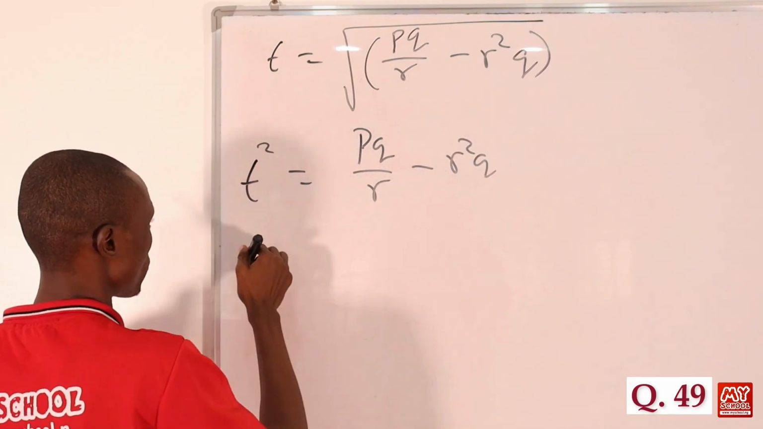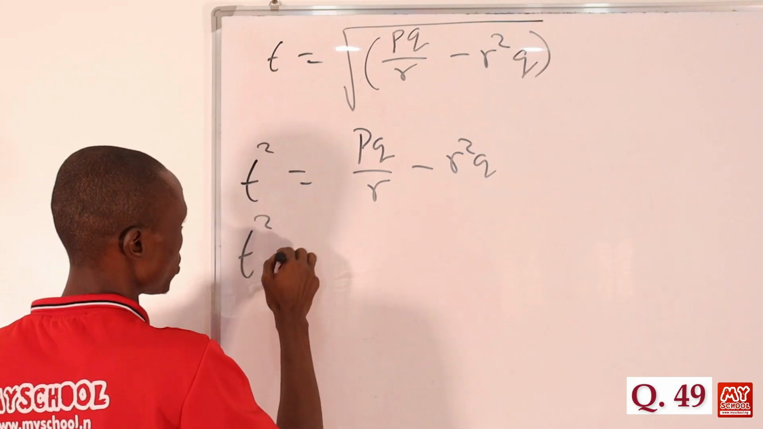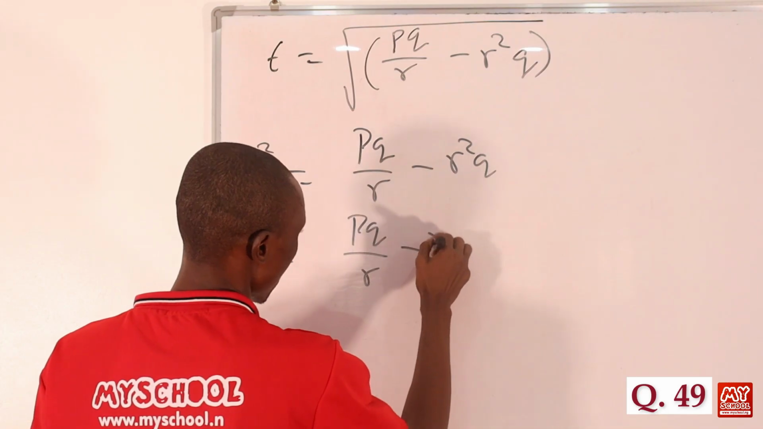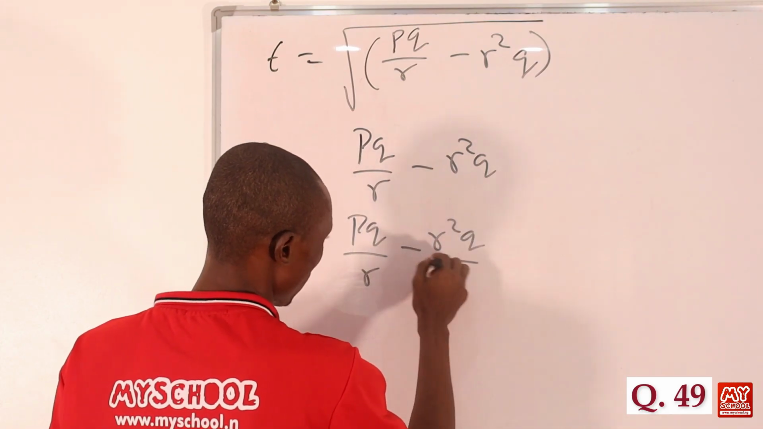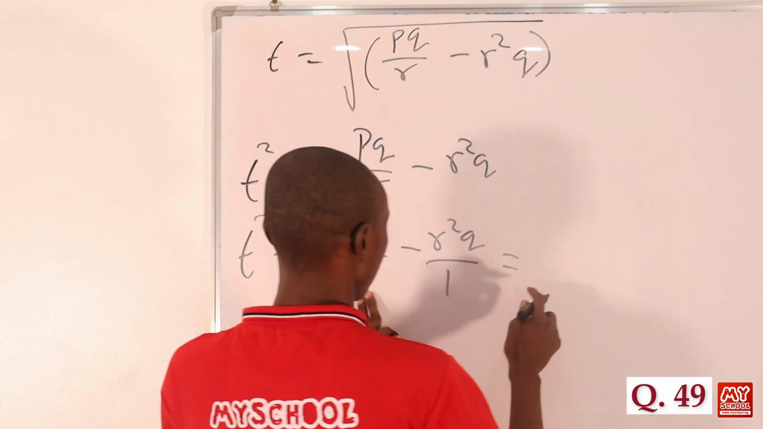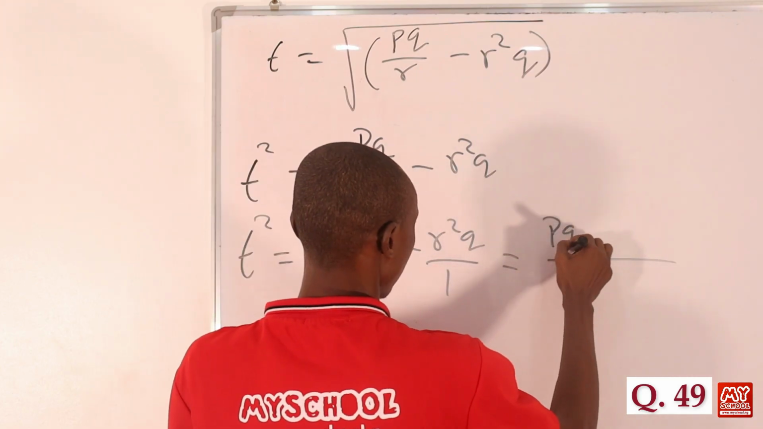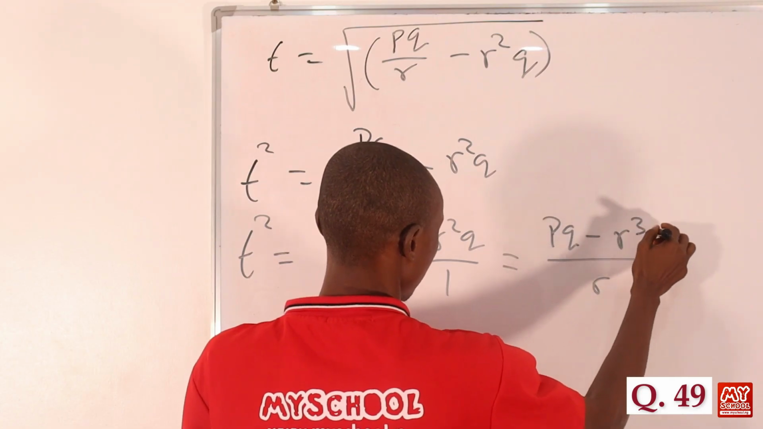So let's deal with this side first. We'll have T square equal to PQ over R, then minus R square Q over 1. So the LCM of R and 1 is R, right? So that here we're having P square minus R raised to the power 3 Q.